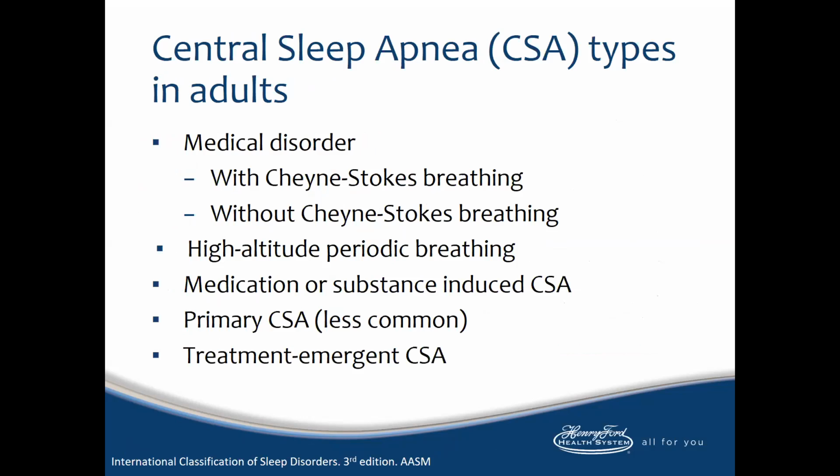There are other forms of central sleep apnea than just Cheyne-Stokes breathing. You may have it related to a medical disorder with or without those crescendo, decrescendo periods. It could be related to high altitude periodic breathing. It could be related to medication or substance induced. It could be a primary central sleep apnea, or it could be treatment emergent, where you're actually doing a titration on a patient and going up too high on the positive pressure, and that can actually cause you to see more central events. Most of the central sleep conditions are associated with heart failure or neurologic muscle weakness. Those are the more common things that we'll experience with our patients.